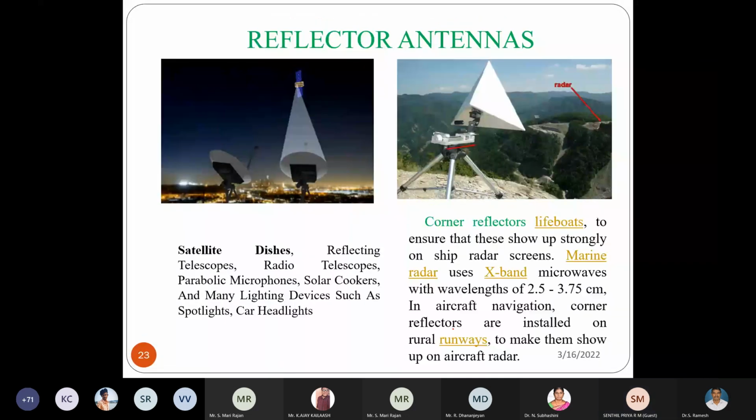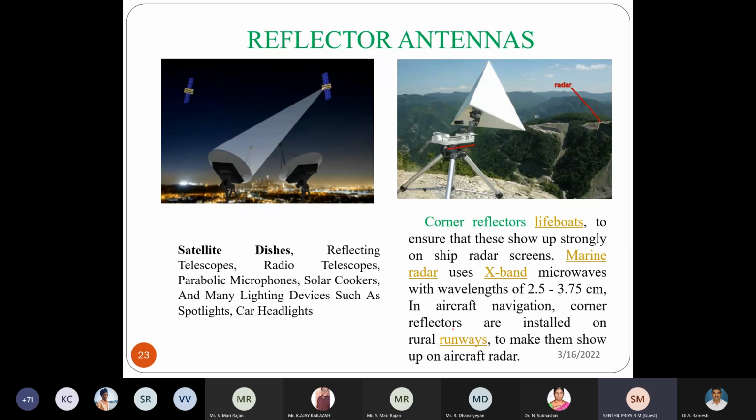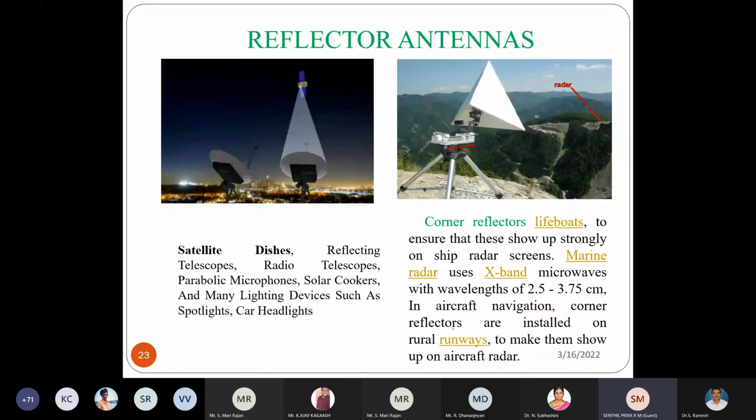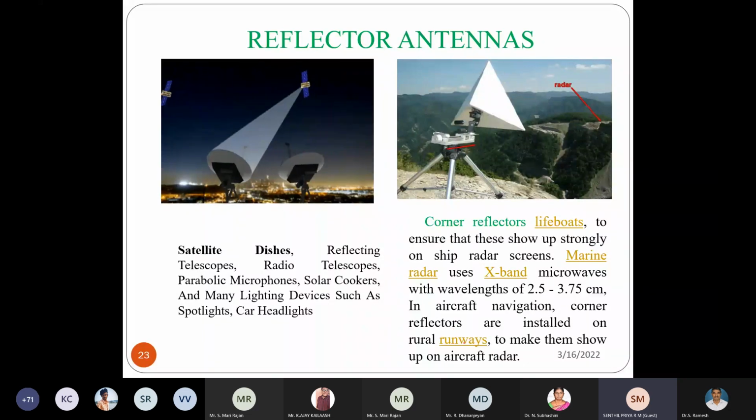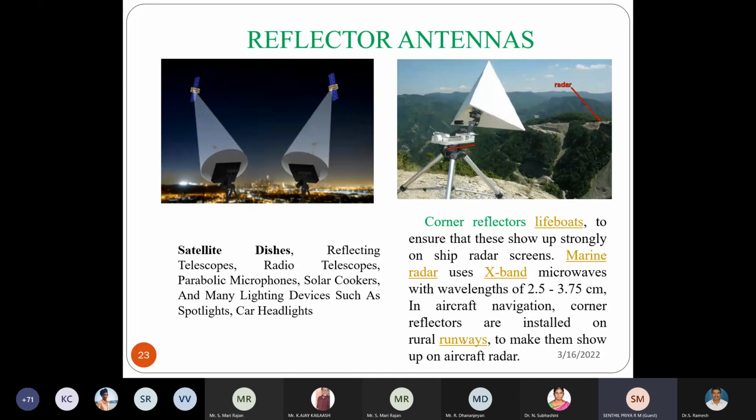For the reflector antenna, you can see satellite dishes, reflecting telescopes, then radio telescopes, a parabolic structure. We already know DTH. We are receiving signal from the satellite to our home, right? That is a reflecting antenna. We have a parabolic structure where we focus on the focal point. The parabolic structure is used to avoid scattering of signals. That's why the structure is parabolic, okay?